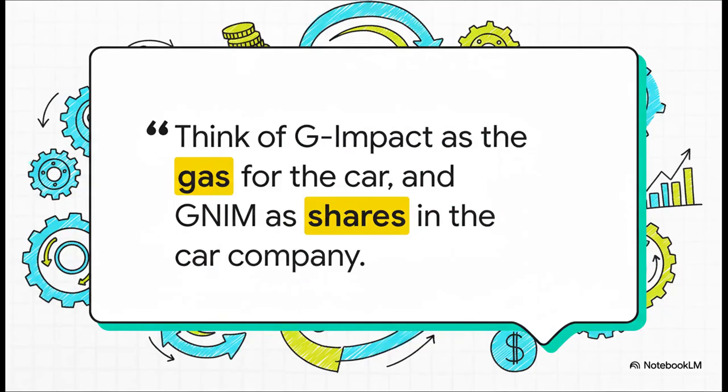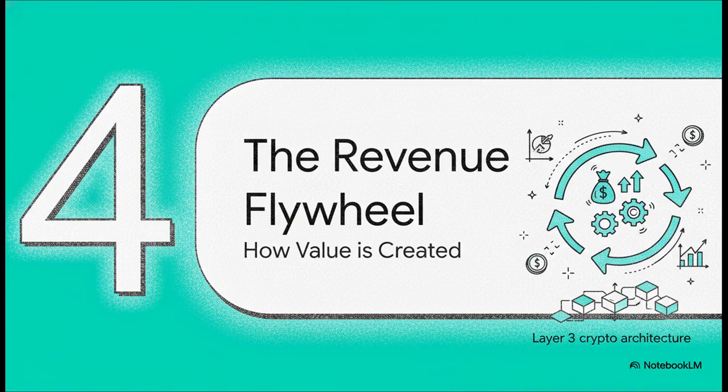I love this analogy. Think of GImpact as the gas for the car and GNIM as shares in the car company. It just makes perfect sense, doesn't it? One lets you drive the car, the other lets you own a piece of the company that built it. Simple, but really powerful. Okay, so we have the tech, we have the tokens, but how does it all create value? Let's get into the core of the whole thing, the revenue flywheel.